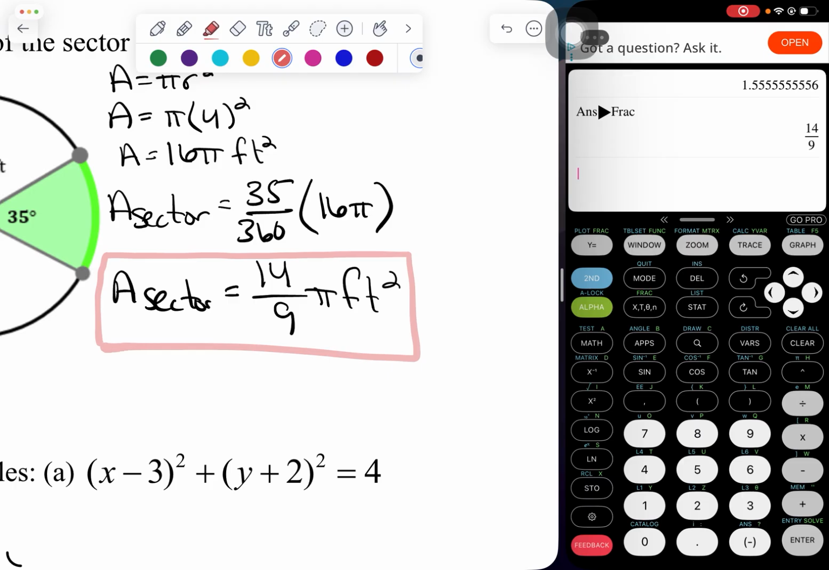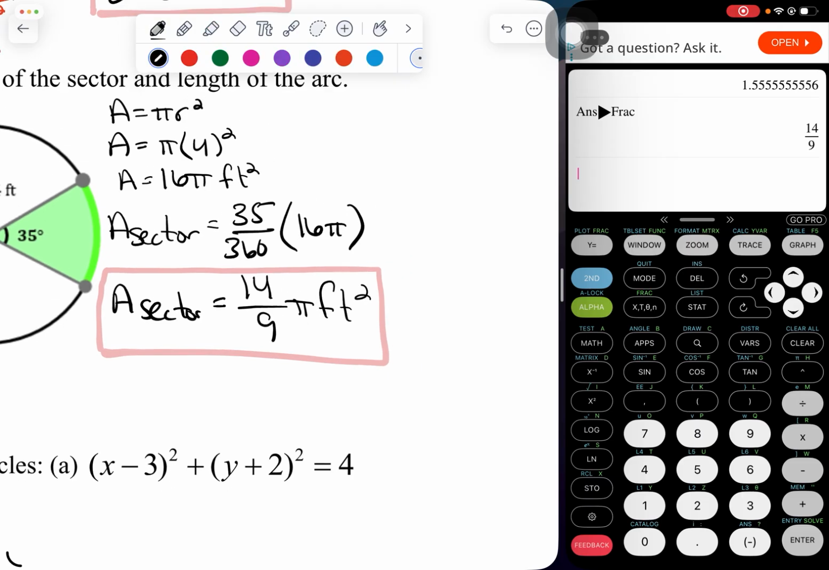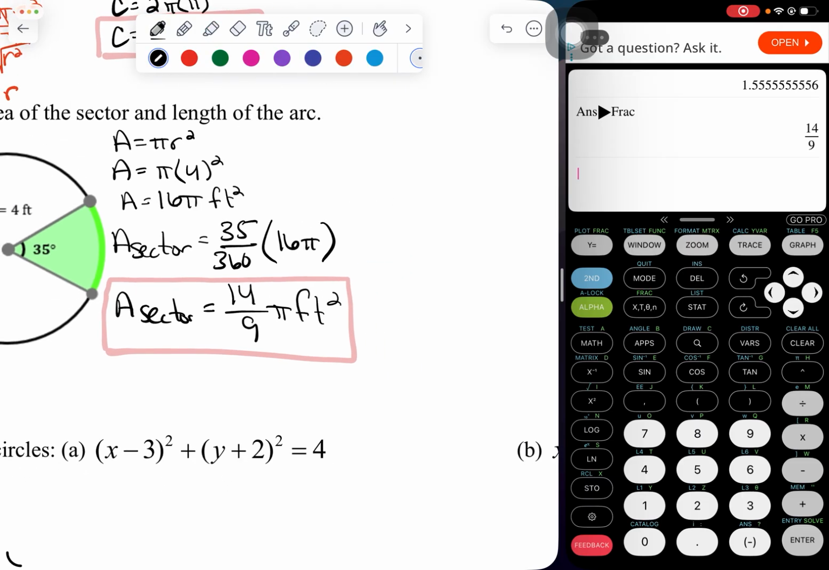All right, if you needed to multiply that out and get a decimal, you are welcome to. It also asks for the length of the arc. So that's just going to be the distance from this point to this point. Let me change color here so it makes it a little different. This point to this point along the edge of the circle.